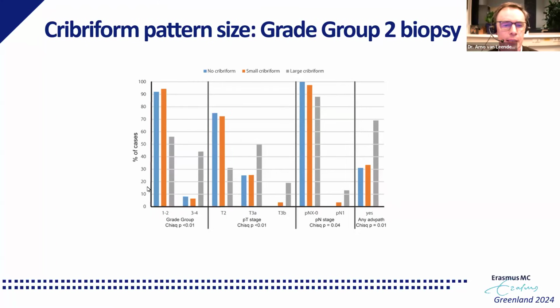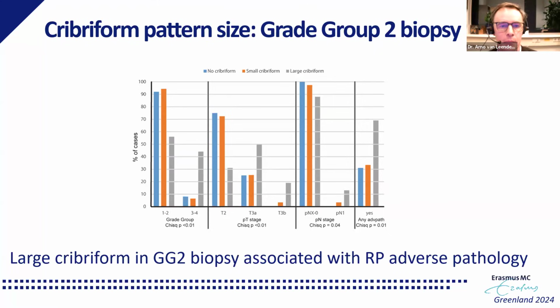And quite interestingly, they found when you have large cribriform pattern, so larger than 0.25 millimeter, patients have adverse features. So more frequently grade group 3 and 4, more often extraprostatic extension, and this was not the case in small and no cribriform, and in their series there was no difference between no and small cribriform pattern. So according to that study, in grade group 2 patients, large cribriform had really worse features, and small and no cribriform had similar outcome.